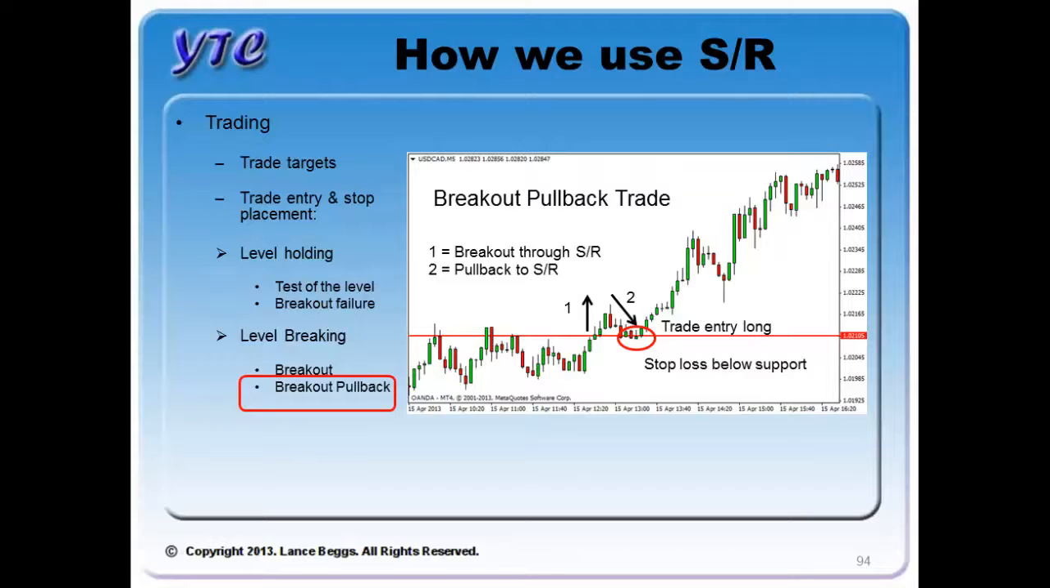And the final common method of entering around an SR level is the breakout pullback. This time we don't enter on the immediate break, but rather wait for a retest of the level. These retests are a common occurrence and can offer a lower risk entry into the new breakout trend.